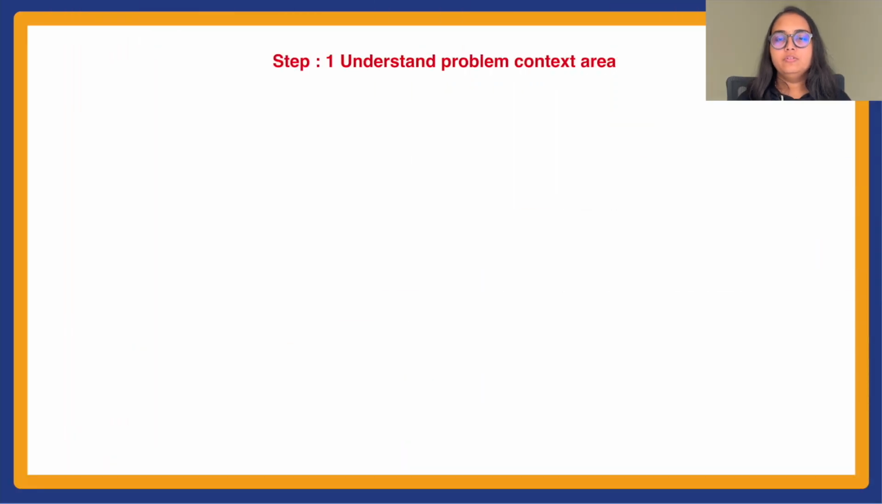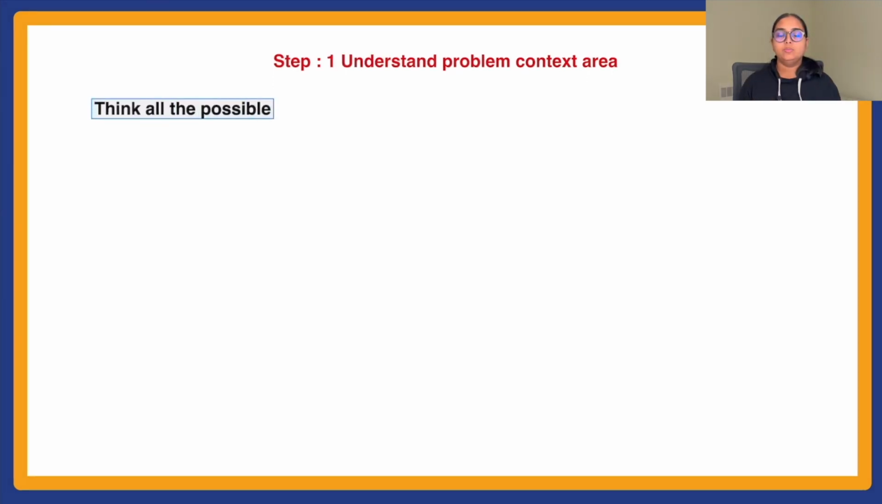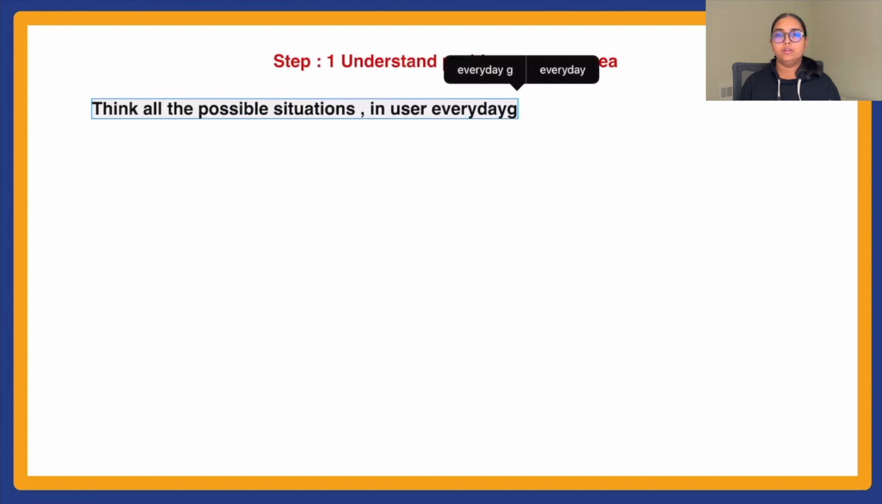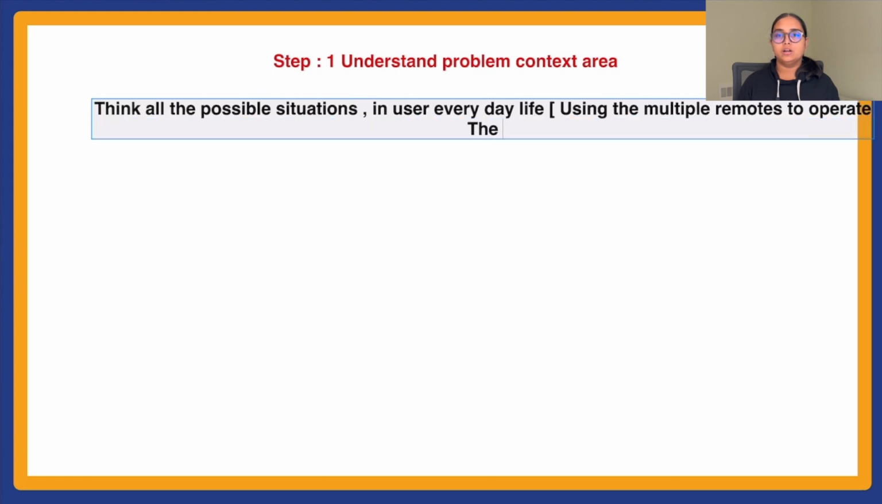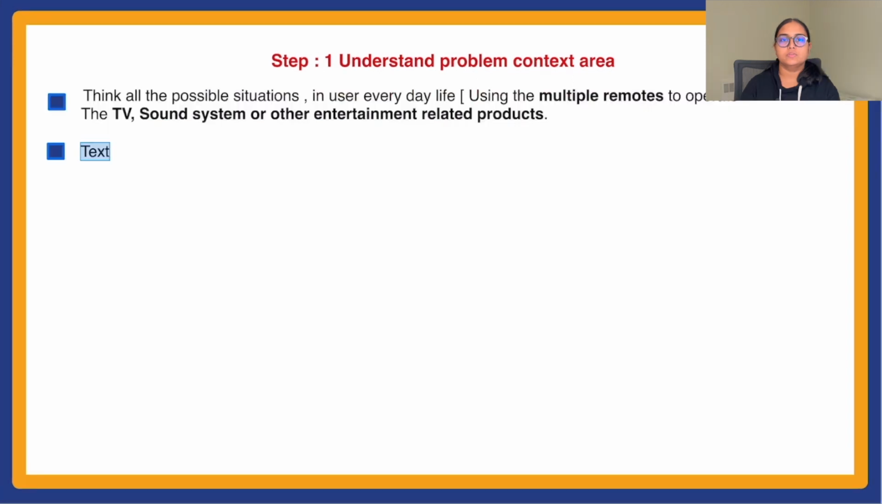The first step of solving a design challenge is to understand the problem context area, that is, why we are solving this design challenge. Let's think about all the possible situations in user life where they are using multiple remotes to operate TV or sound system related or entertainment products in their lives. For a deeper understanding of the design challenge, let's talk about the user scenarios or situations where they are using multiple remotes to operate their TVs and entertainment related products in everyday life.